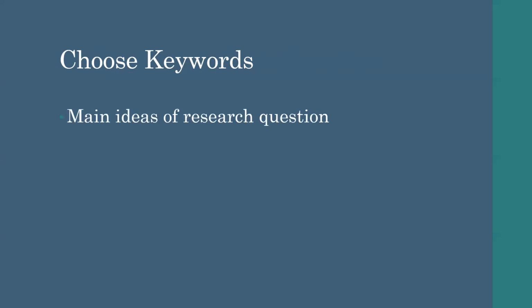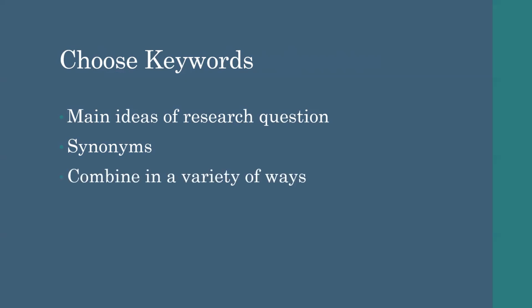Keywords are the main ideas of your research question, plus synonyms of them and other words that get to the heart of the topic. For example, if your research question is, does education play a role in reducing juvenile delinquents' return to crime? You might have keywords such as education, juvenile, crime, youth, delinquency, school, and recidivism. These can be combined in different ways to return a variety of results. You can use the sources for your background information to help you find keywords for your topic as well.